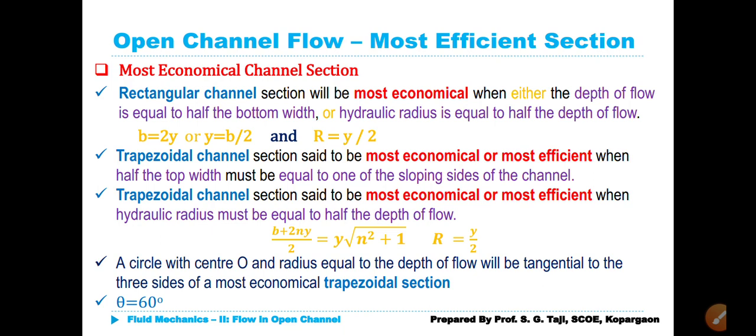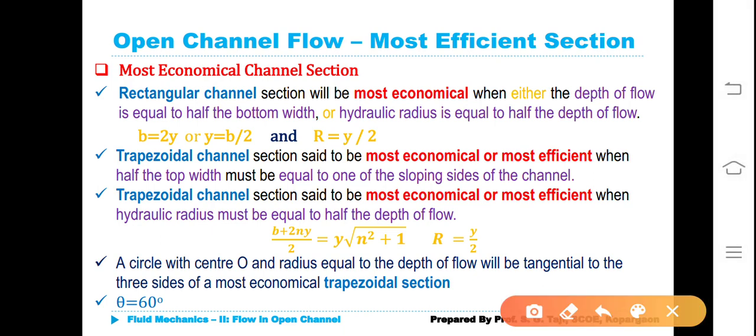So, what you have learned is a rectangular channel section will be most economical when either the depth of flow is equal to half of the bottom width or hydraulic radius is equal to half the depth of flow, that is y is equal to b by 2 or capital R is equal to y by 2.